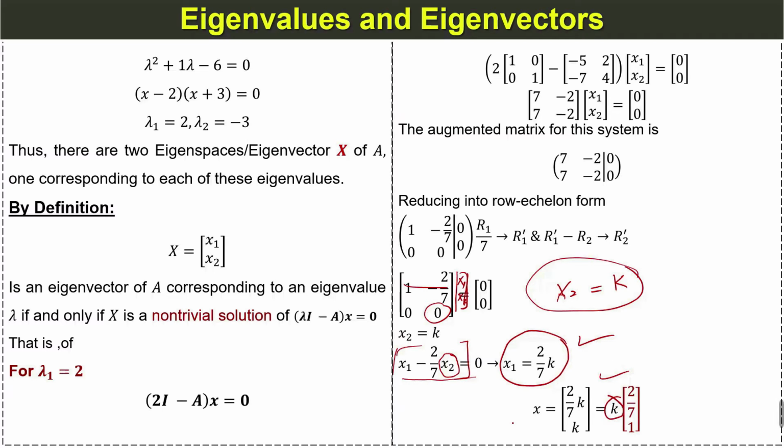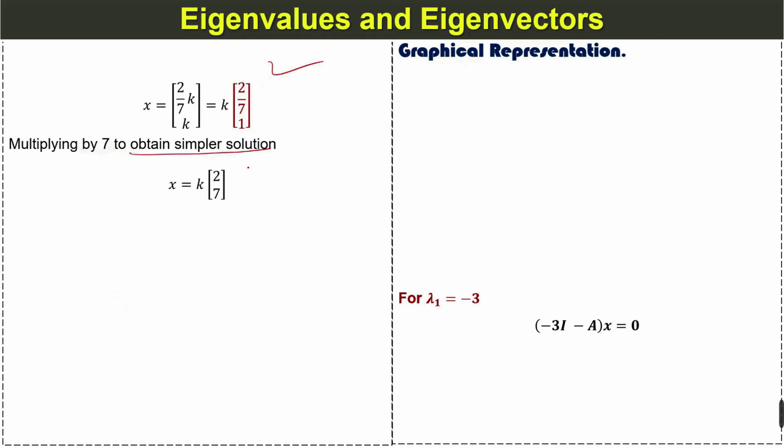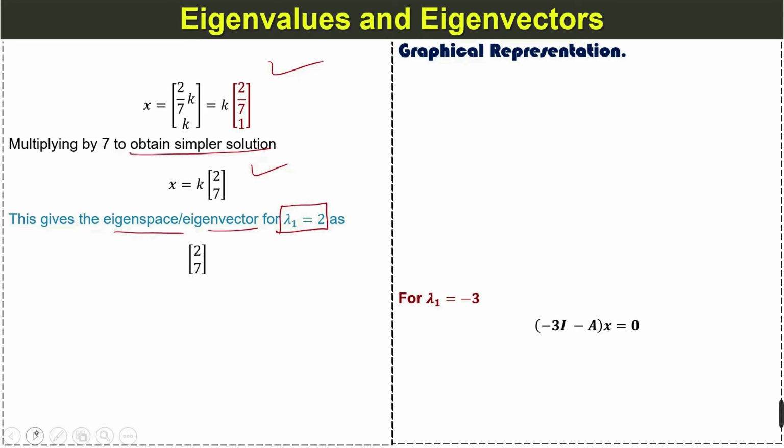In this one we take k common, and now we multiply this by 7 to remove the fraction and get the simpler solution. So we have a simpler solution, this one. Next, this gives the eigenspace, or the eigenvector for lambda 1, which is equal to s. So this one is the eigenvector corresponding to lambda 1.